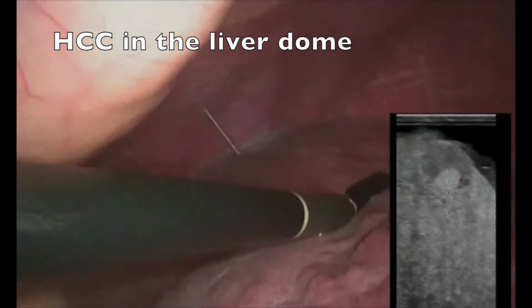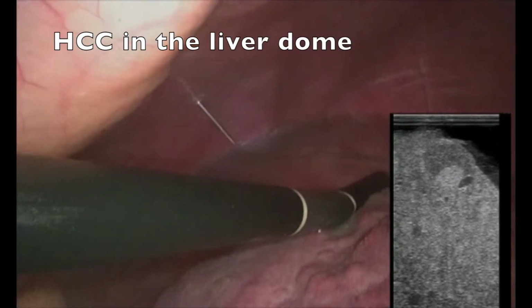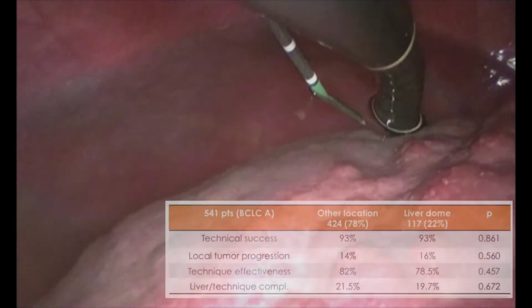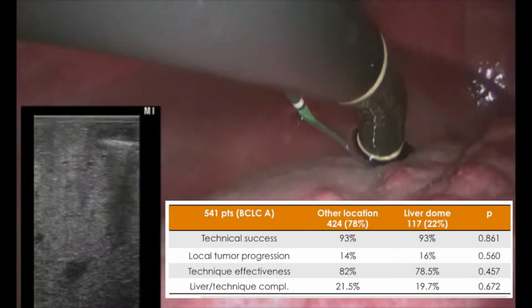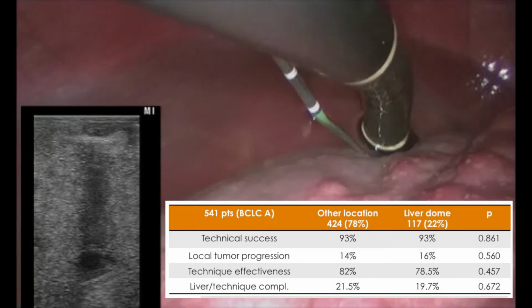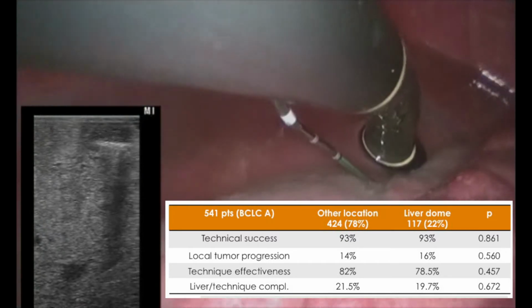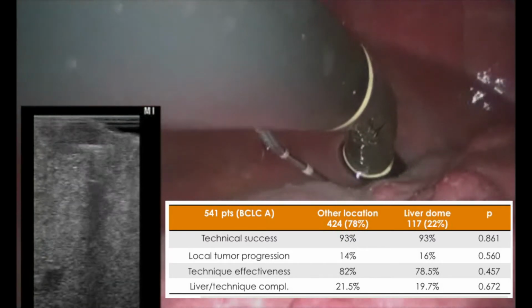On the other hand, for lesions in the liver dome, there are no differences in comparison with the other locations in terms of total necrosis, local recurrences and complications. In this setting, the laparoscopic approach is able to obtain results similar to those obtained by percutaneous ablation for feasible lesions.